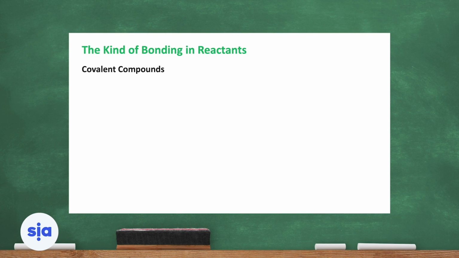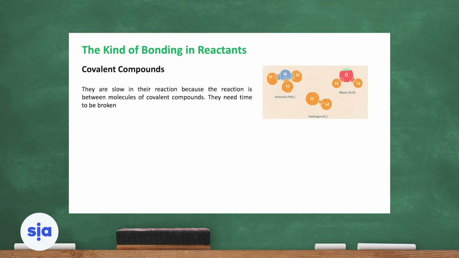These are covalent compounds. They are slow in reaction. Why? Because the reaction is between molecules bonded together: hydrogen molecules, water composed of 2 hydrogen and 1 oxygen, ammonia, 3 hydrogen and 1 nitrogen. So these are covalent compounds. When the reaction is between molecules, it's a slow reaction.